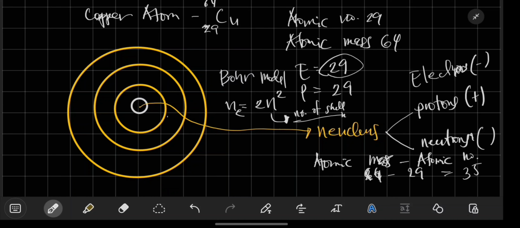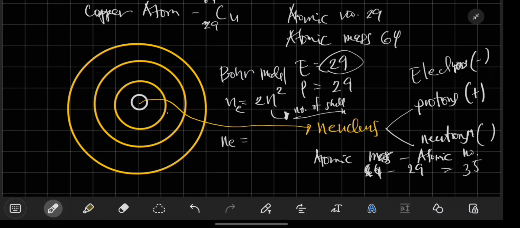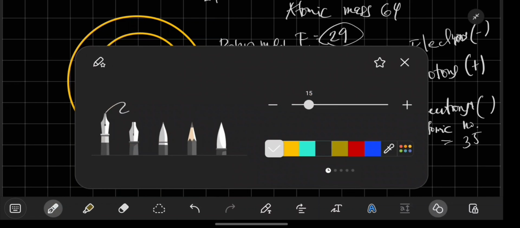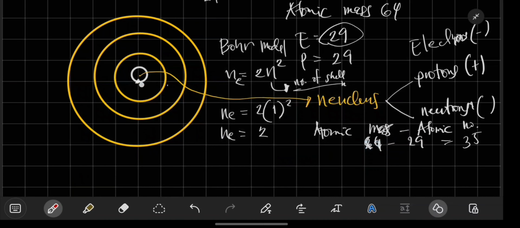Okay? So, let us assume that the number of electrons for the first orbit. Since this is a first orbit, n is equal to 1. Okay? So, 2 times 1 squared is equal to 2. So, meaning to say the number of electrons maximum in the first orbit is equal to 2. Okay? Lagyan natin ng 2 electrons here. Sabihin meron kang 2 electrons here.